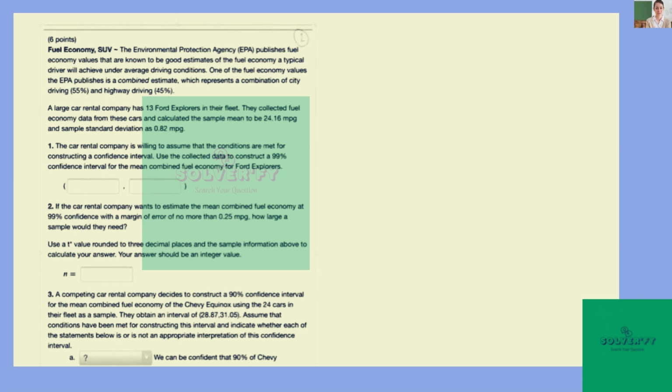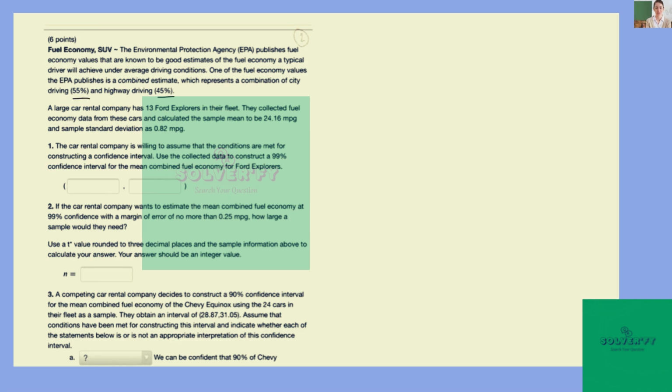Okay, so I see that you need help with this series of problems, and it says fuel economy. The EPA publishes fuel economy values that are known to be good estimates of the fuel economy a typical driver will achieve under average driving conditions. One of the fuel economy values the EPA publishes is a combined estimate, which represents a combination of city driving 55% and highway driving 45%.